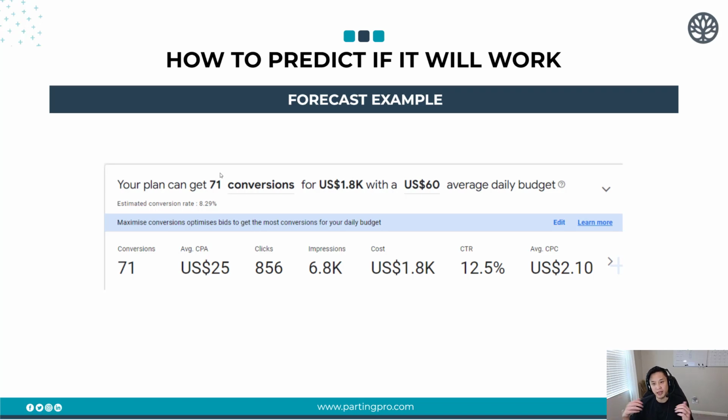So a lot of people ask me, "Hey, will this work for me?" And the answer is, we don't really know for sure. But there are a couple of things that we can do to predict whether or not it will work. And one of the main things is before we work together, we'll always run a forecast.